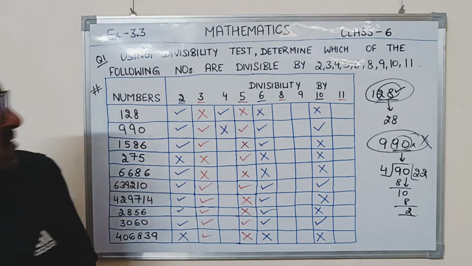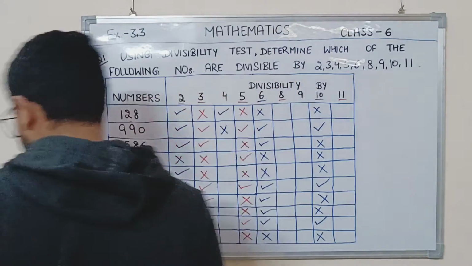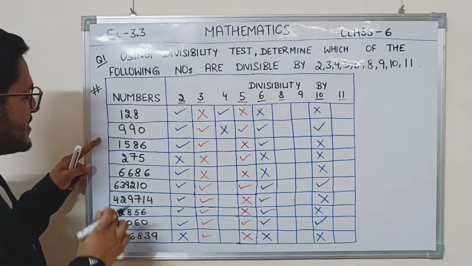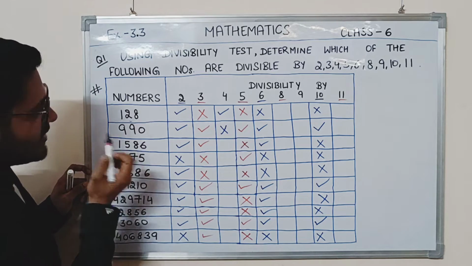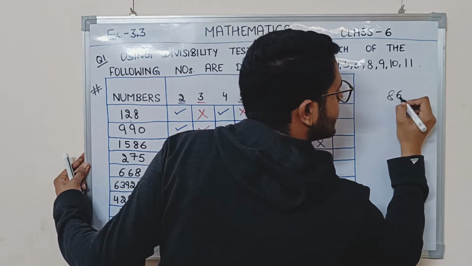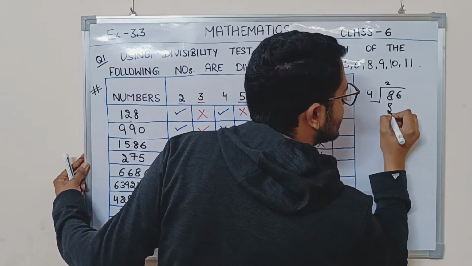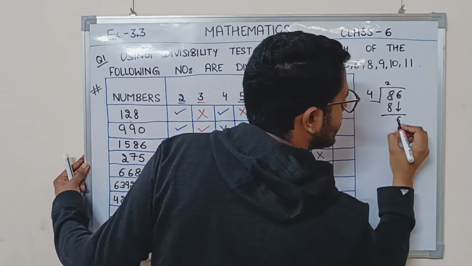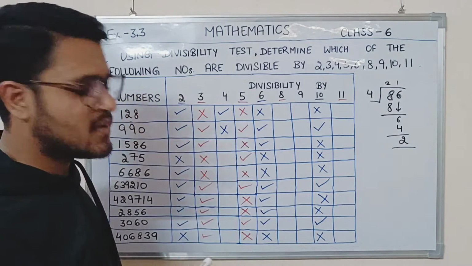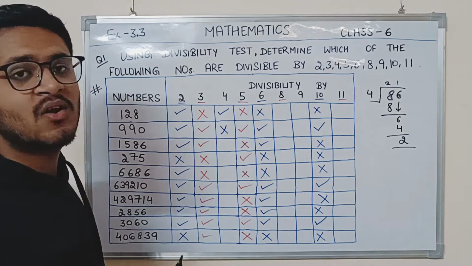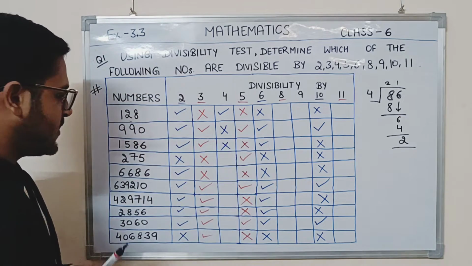Okay, so let me erase this. Now we will quickly cover all the remaining examples. Next is 1586. So the last 2 digits will be 86, right? 86 divided by 4: 4 2s are 8, 6. 4 1s are 4, remaining 2. So it is not completely divisible. 86 is not divisible, therefore 1586 is also not divisible, right?